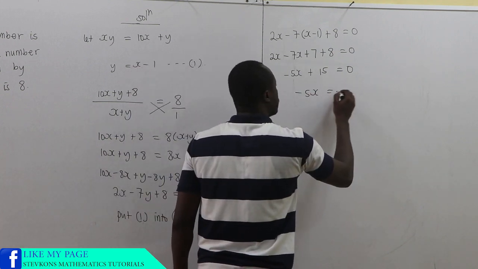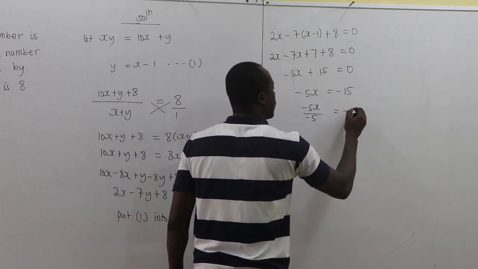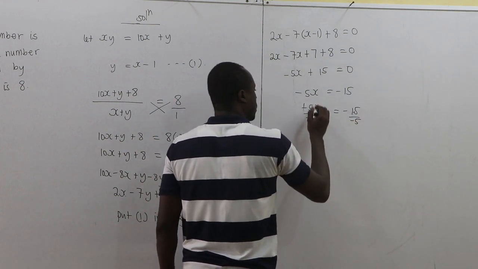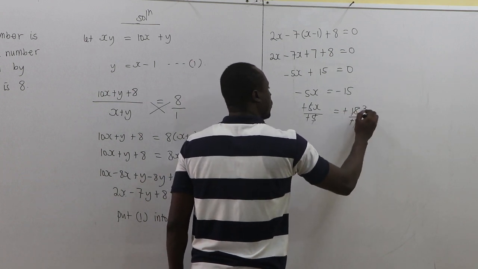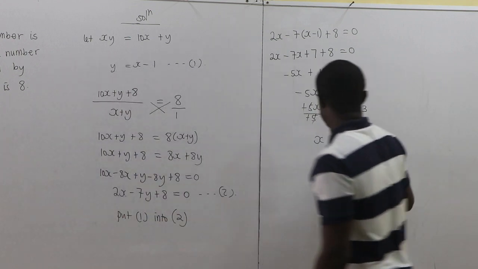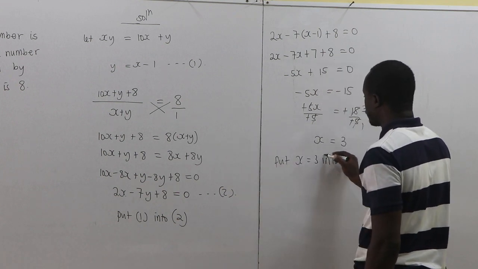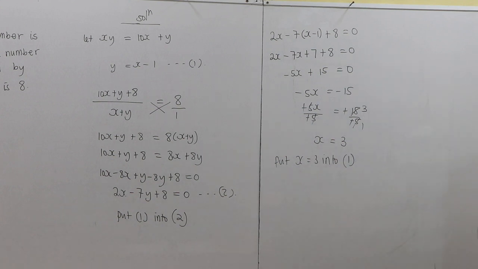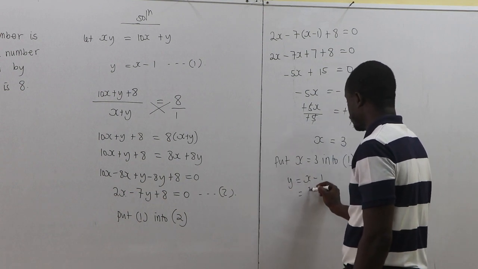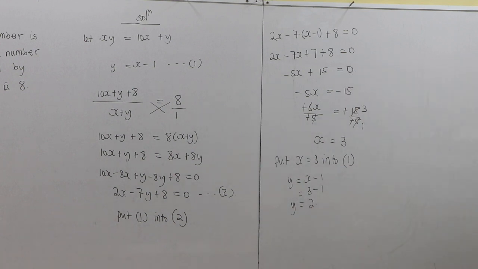Negative 5x equals negative 15. To find x, we divide both sides by negative 5. This cancels that, and 5 goes into 15 three times. So you have x equal to 3. What is y? We put x equal to 3 into either equation 1 or 2. Clearly, 1 is an easier equation. We can easily find y. So y is x minus 1. What is x? x is 3. 3 minus 1 is equal to 2. So y is equal to 2.